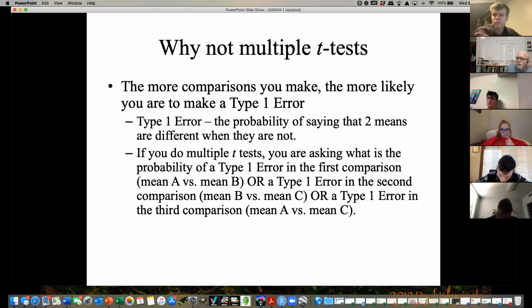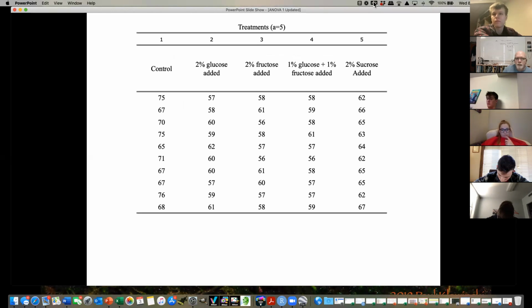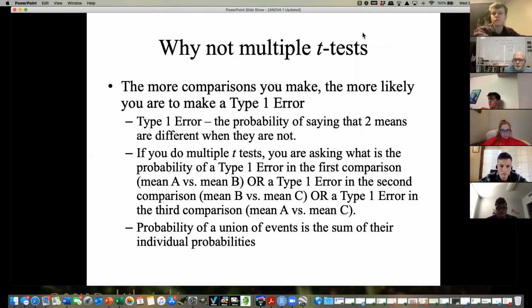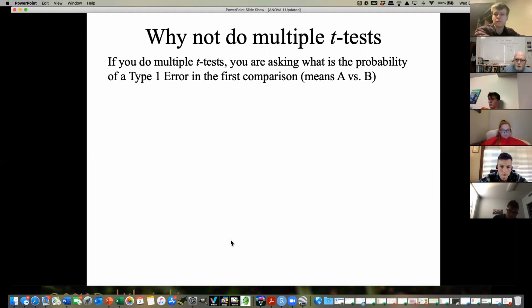Type 1 error rate is additive. So if we go back and say, this is A, B, C, D, and E, there's a type 1 error rate when we test to see if A is different from B. Then there's a type 1 error rate when we test to see if A is different from C, A is different from D, and A is different from E. Then there's a type 1 error rate having to do with B versus C. There's another type 1 error rate having to do with B versus D, and then B versus E. And so when you get to the end of all of this, the probability of a union of events is the sum of their individual probabilities. So this comes from basic probability theory.